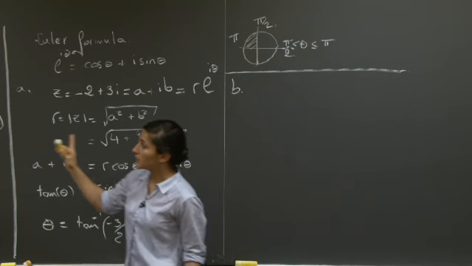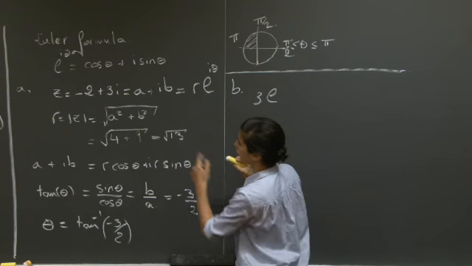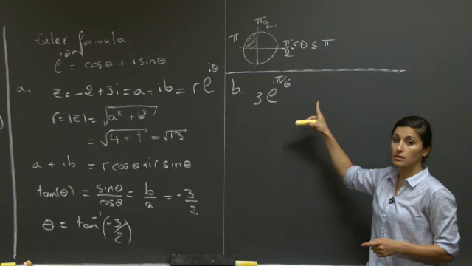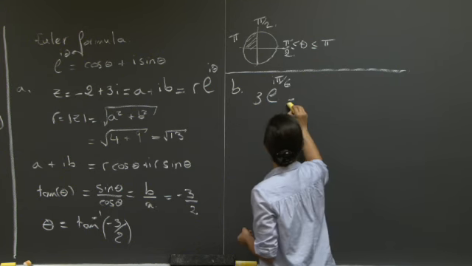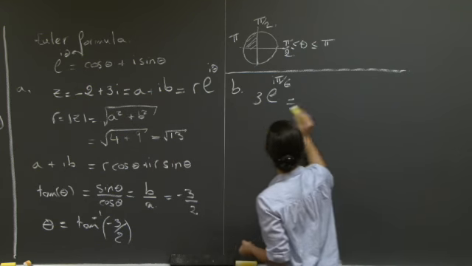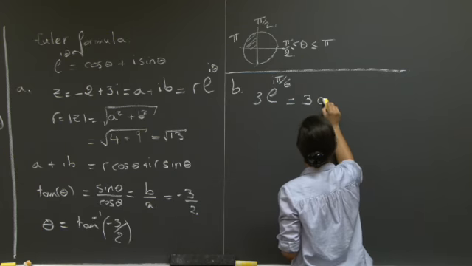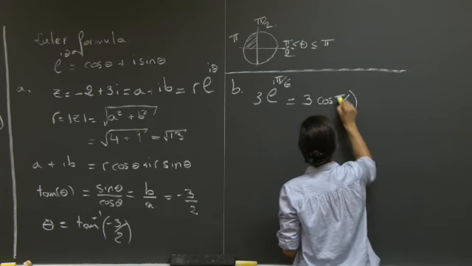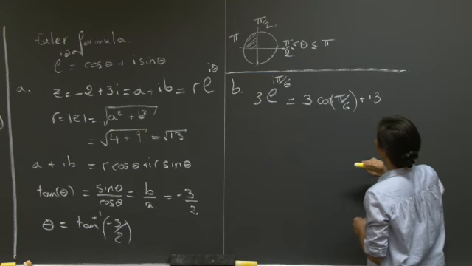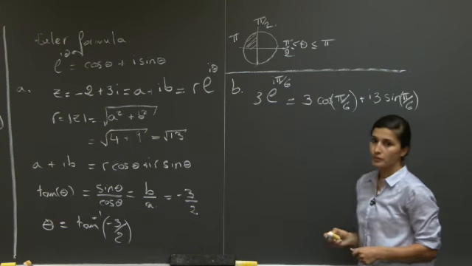Now for question B, we're asked to do the reverse, expressing the polar number 3 e to the i pi over 6 in rectangular coordinates. This is just a straightforward application of Euler's formula that we just saw, by expanding the exponential, as I already wrote there: 3 cosine pi over 6, plus i 3 sine pi over 6.